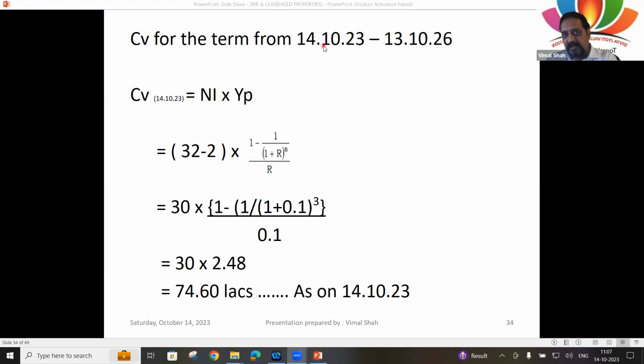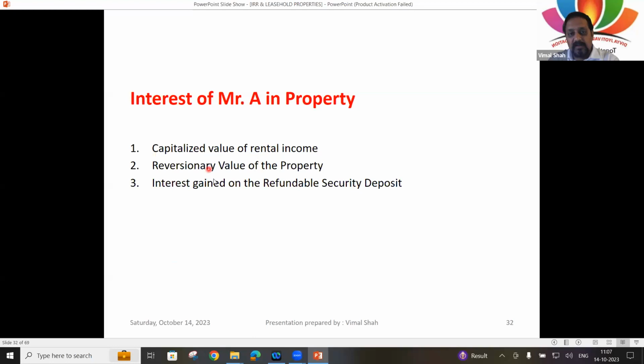CV for the first term, 14/10/23 to 13/10/26. So CV you will get it on which date? The start date of rental income. What is the start date? 14/10/23. So always make it a habit of writing down the CV value in bracket, the date of CV. So this CV I am getting it on 14/10/23. It is NI into YP. NI is what? The net income. The net income was how much?